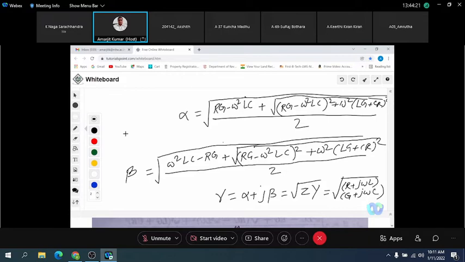So what will be the velocity of the waveform which is propagating on the transmission line? Omega by beta. Beta is here, so omega divided by this expression will be the velocity of the wave, and alpha is how the wave will be attenuated, each as a function of frequency.